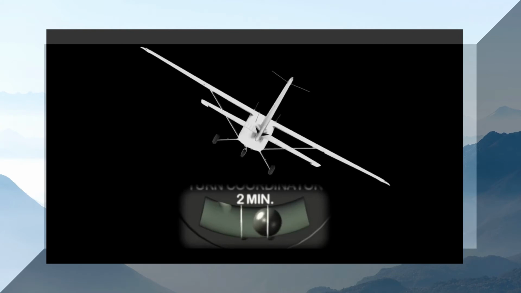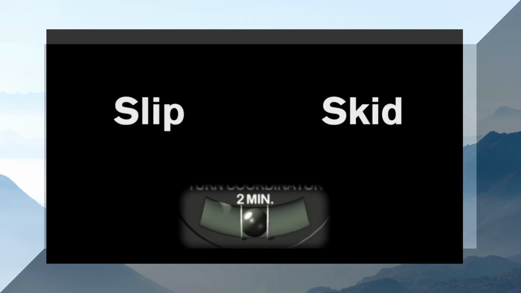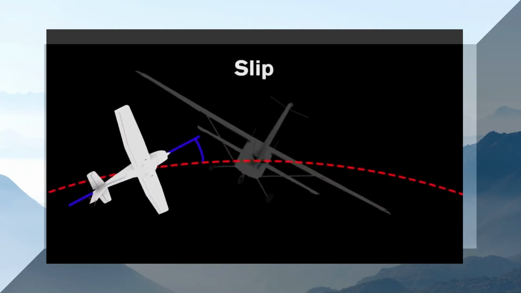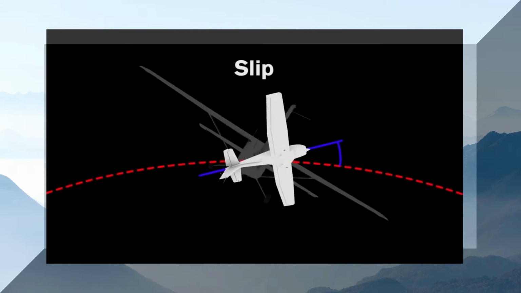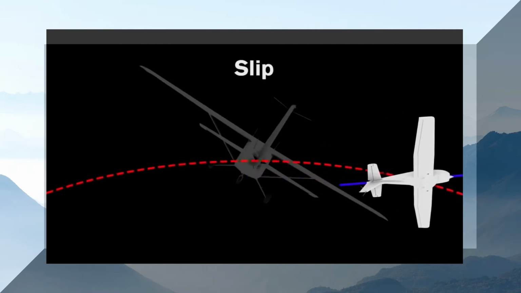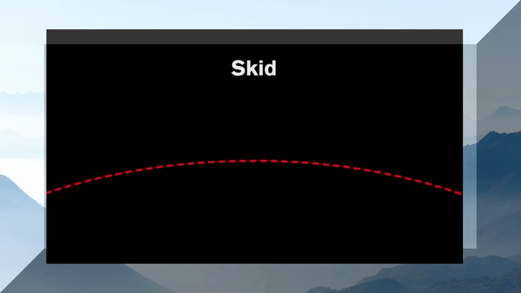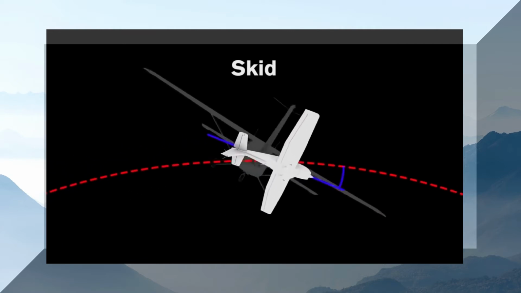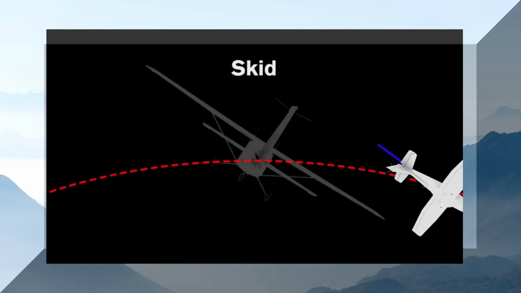These two conditions are referred to as a slip and a skid. In a slip, there is not a great enough rate of turn for the amount of bank. The pilot needs to add more rudder and/or reduce the bank. While in a skid, there is too much of a rate of turn for the amount of bank, wherein the pilot needs to add more bank and/or reduce the amount of rudder.